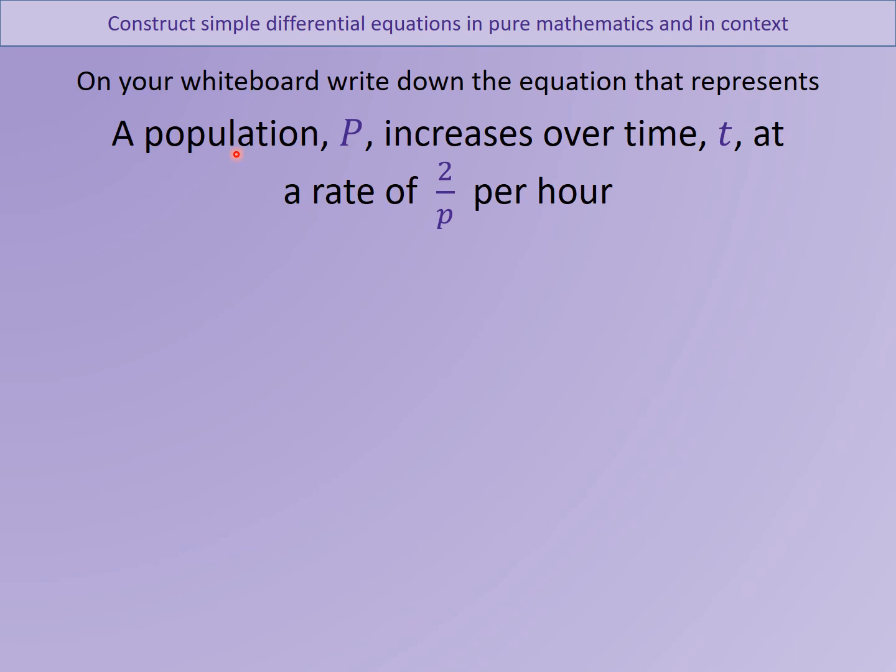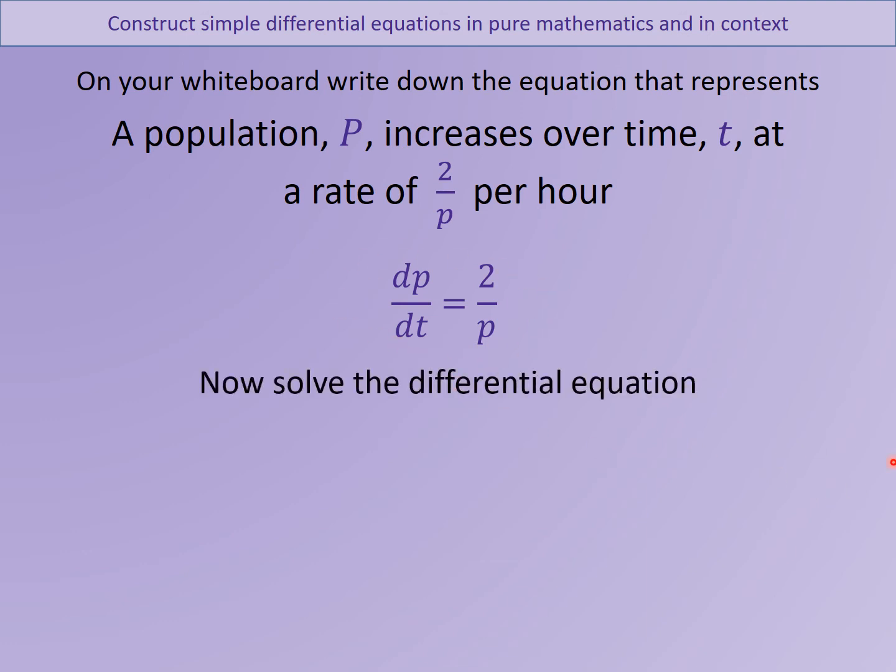They're saying to you the population, P, increases over time T. So I've got dP over dt. And I also know what dP over dt is equal to. It tells you it's 2 over P. So without proportionality words in there, don't start doing proportionality. It hasn't always got equals k in. That's it. There's my answer. Can you have a go at solving that differential equation then, please?